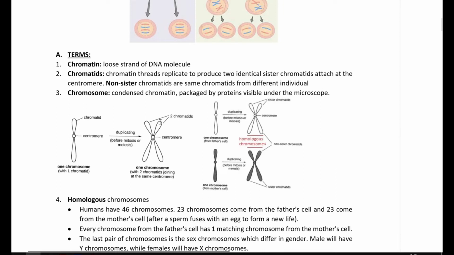These two are identical, and these are what we call sister chromatids. If I have, let's say, chromosome number 1 that duplicated to form two chromatids of chromosome number 1, these are sister chromatids. On the other hand, chromosome number 2 and chromosome number 1 are non-sister chromatids, meaning to say they are not of the same family.